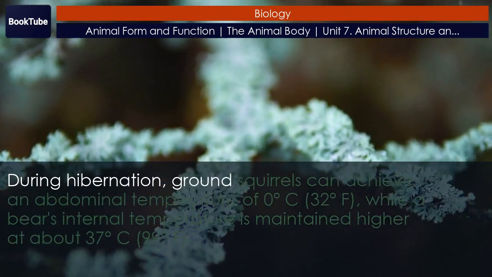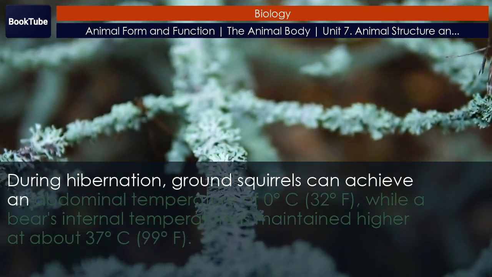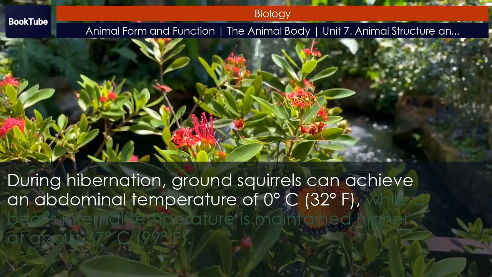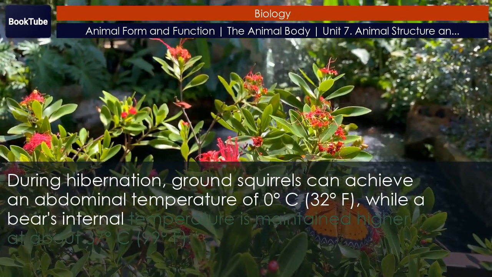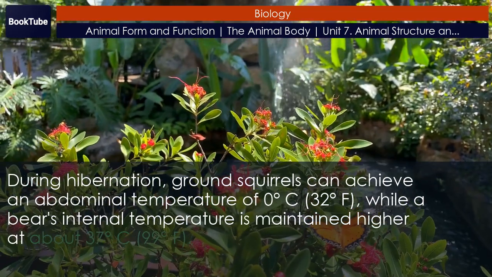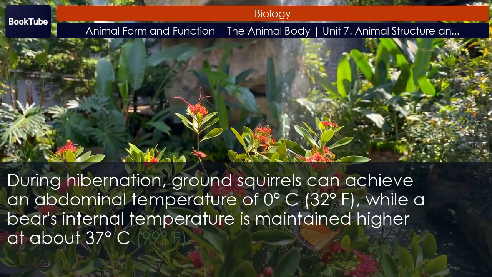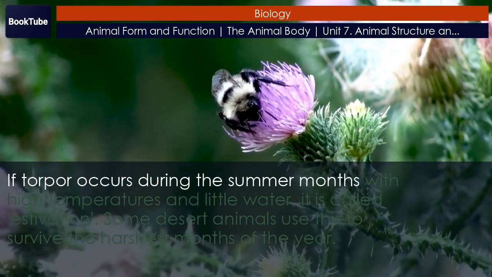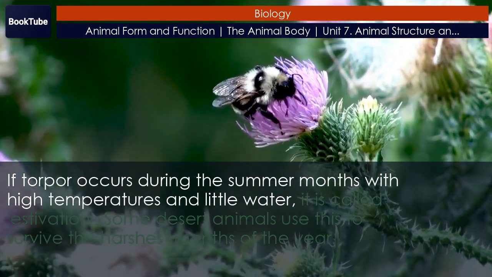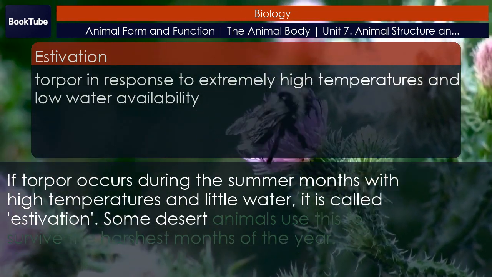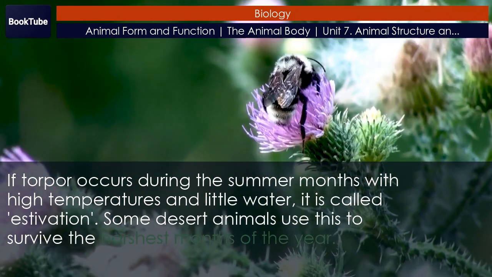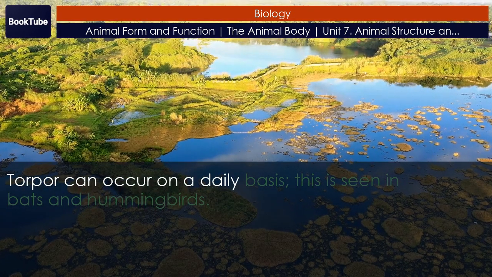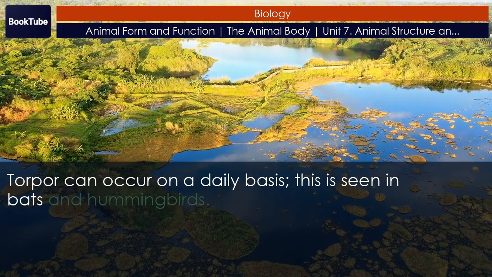During hibernation, ground squirrels can achieve an abdominal temperature of 0 degrees Celsius, 32 degrees Fahrenheit, while a bear's internal temperature is maintained higher at about 37 degrees Celsius, 99 degrees Fahrenheit. If torpor occurs during the summer months with high temperatures and little water, it is called estivation. Some desert animals use this to survive the harshest months of the year. Torpor can occur on a daily basis. This is seen in bats and hummingbirds.